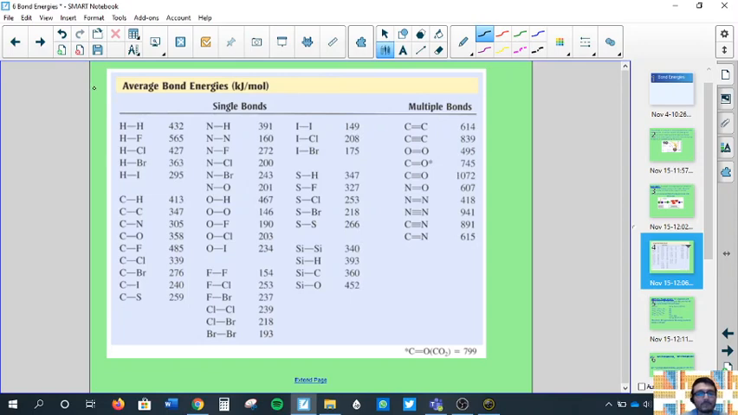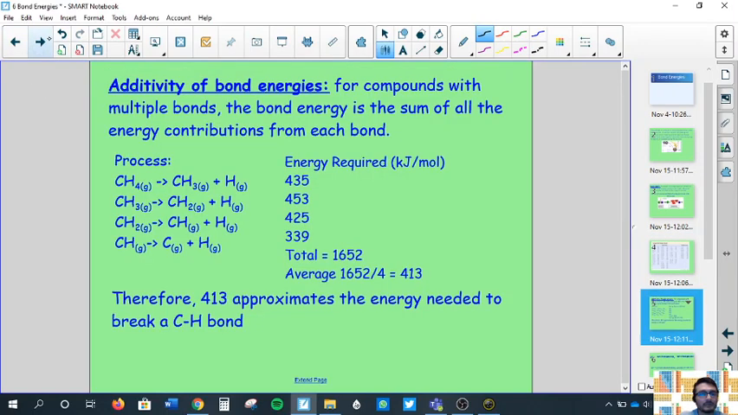But there is a little bit of background here that we need to look at. To calculate those bond energies, it's actually an additivity of bond energies that is considered. So, for example, methane from our first unit. Some of your favorites, it must have been your favorite unit. Okay, it is mine actually.